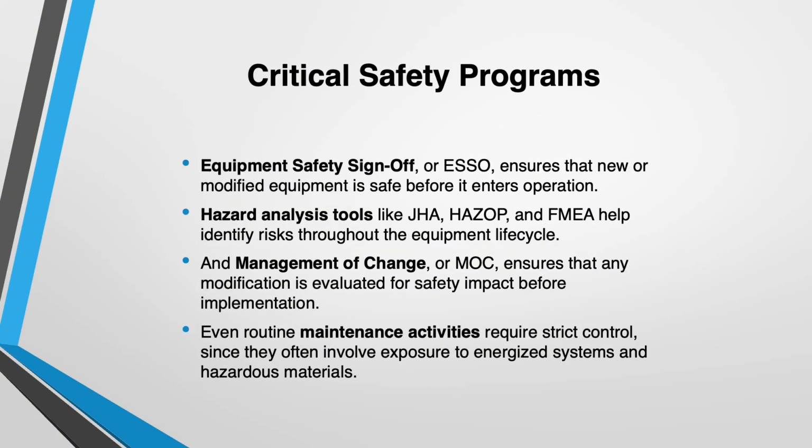Strong safety programs are what bring everything together. Equipment Safety Sign-Off, or ESSO, ensures that new or modified equipment is safe before it enters operation. Hazard analysis tools like JHA, HAZOP, and FMEA help identify risks throughout the equipment lifecycle. And Management of Change, or MOC, ensures that any modification is evaluated for safety impact before implementation. Even routine maintenance activities require strict control since they often involve exposure to energized systems and hazardous materials.